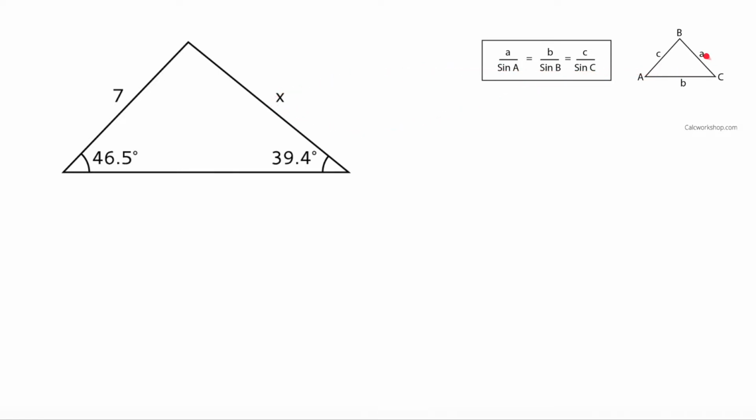So we can just look at this reference photo here, and we can just replace it. This is a small a, this is a big A, this is a capital C as it's here. This angle is capital C, and this 7 is a small c. So how do we write it into an equation?